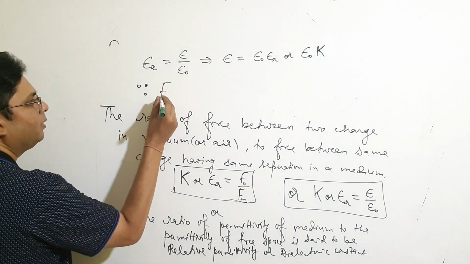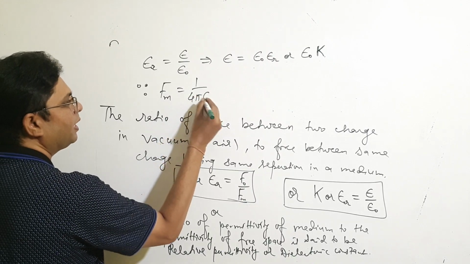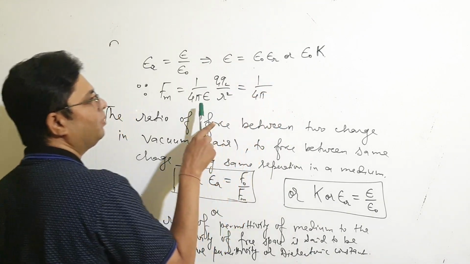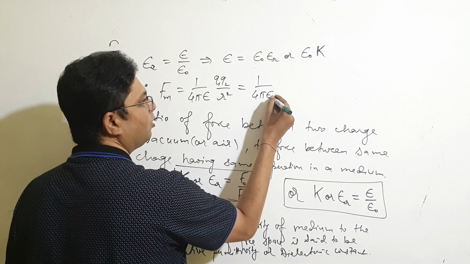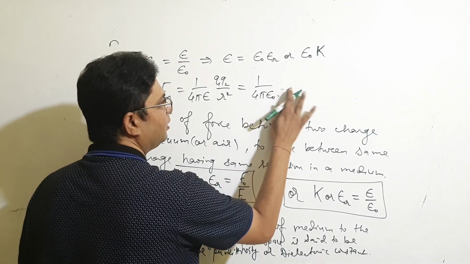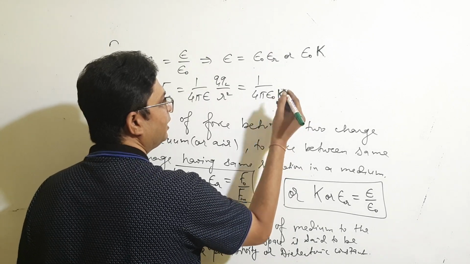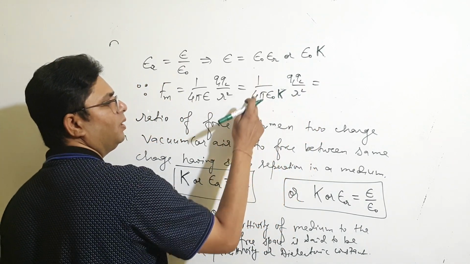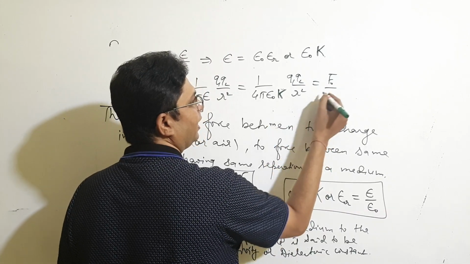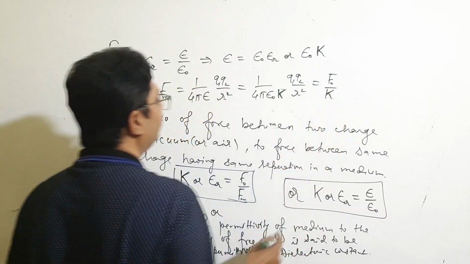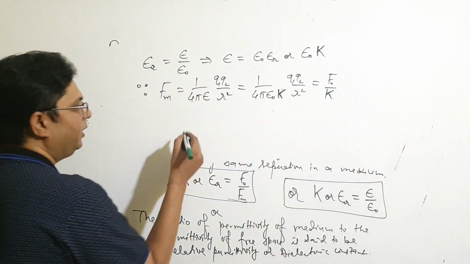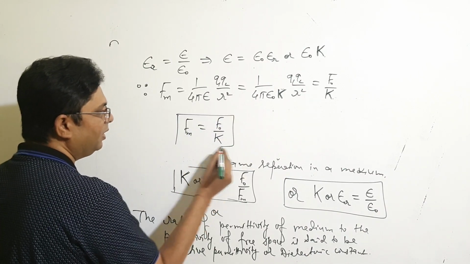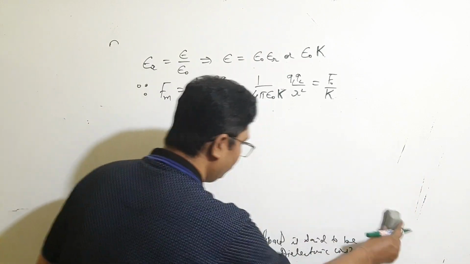Since force in medium Fm is equal to 1 by 4 pi epsilon Q1 Q2 upon r square, at the place of epsilon write epsilon naught into bold K. You have to make it dark, it is bold K. So you have Q1 Q2 upon r square, 1 by 4 pi epsilon naught is F naught, and here you have this bold K. So you have force in a medium Fm equals F naught upon K. Memorize this formula. This is a very good formula used to find numericals.